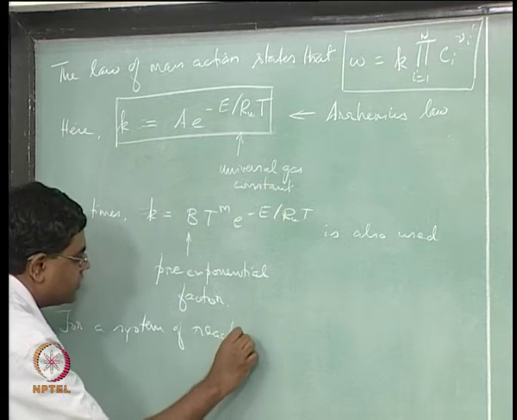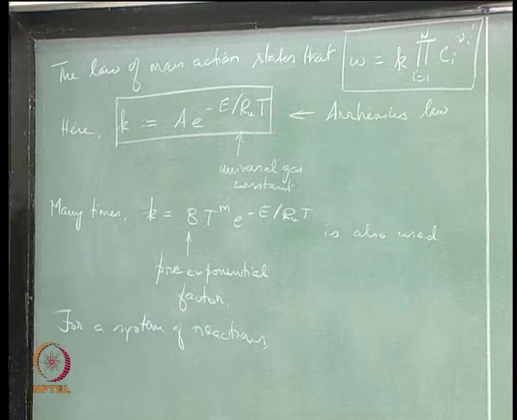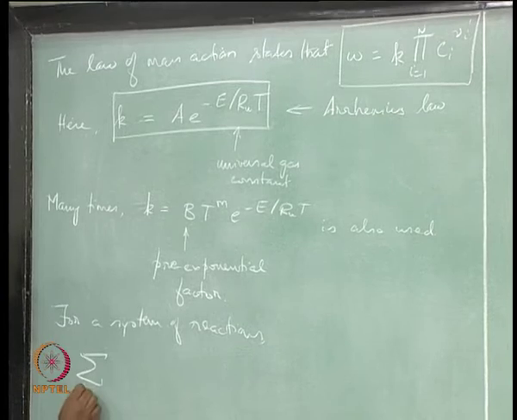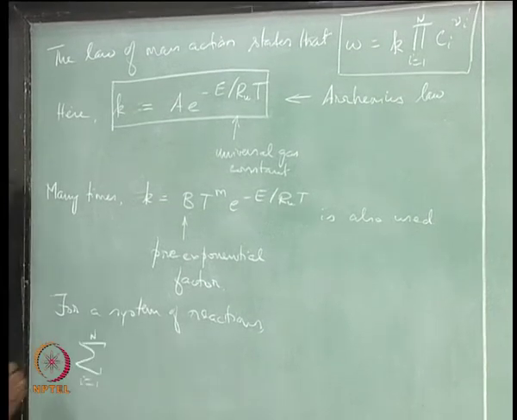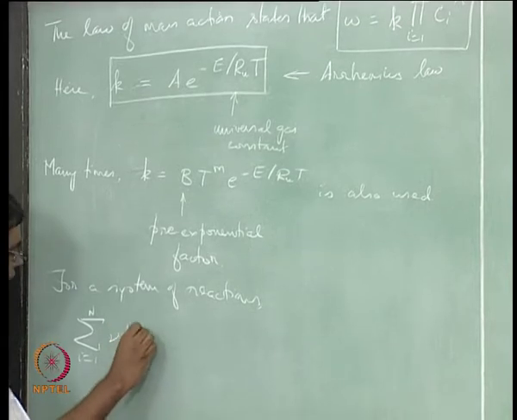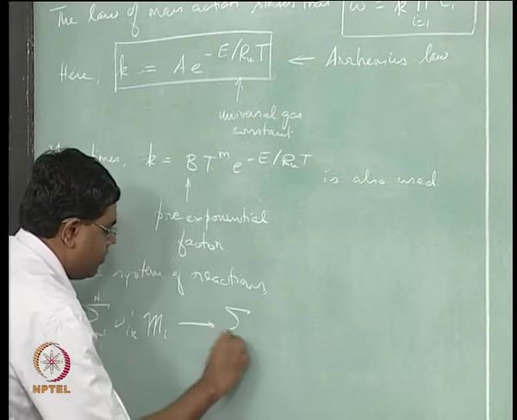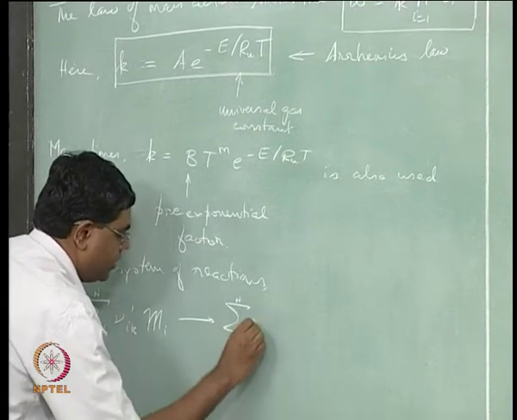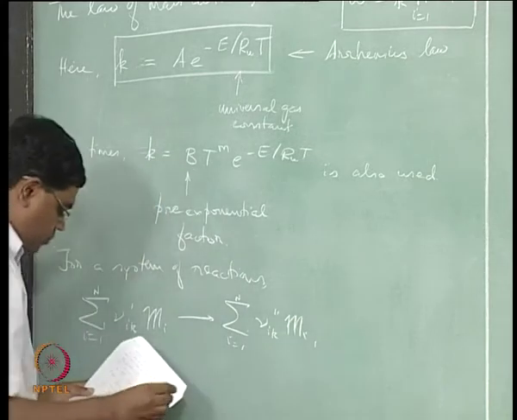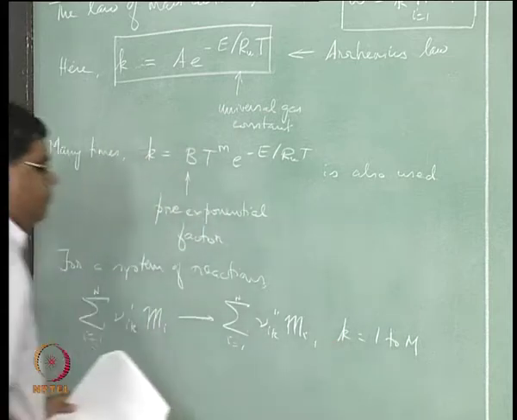And then we now say, for a system of reactions, so how do you write a system of reactions? You now say sigma i equals 1 to n, nu_ik single prime M_i gives sigma i equals 1 to n, nu_ik double prime M_i, k equal to 1 to M.